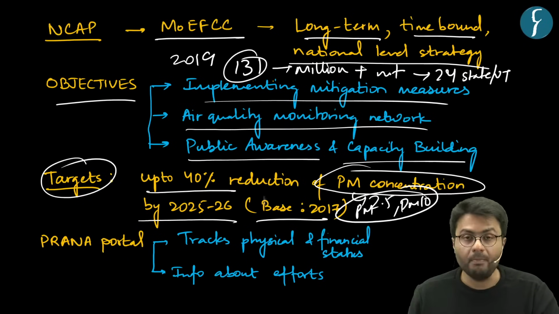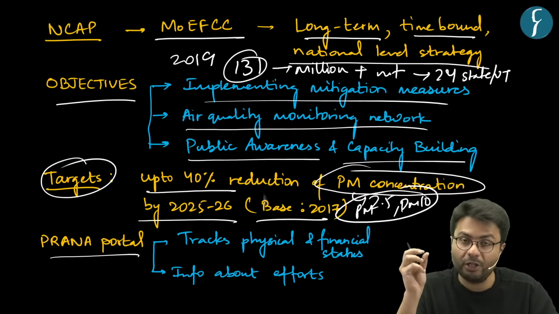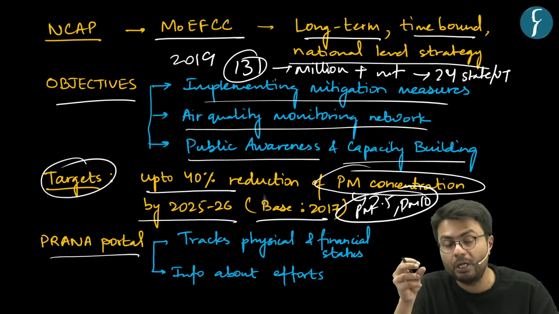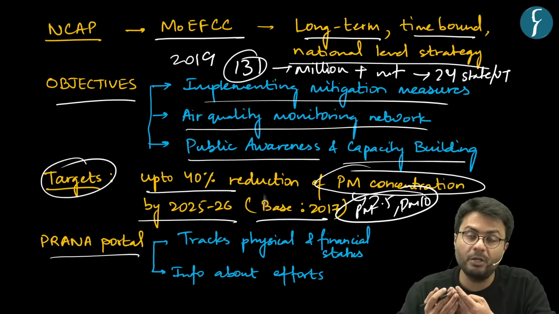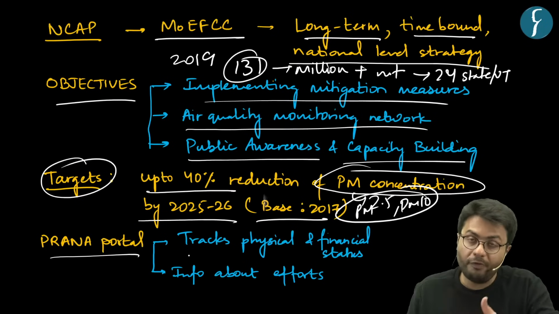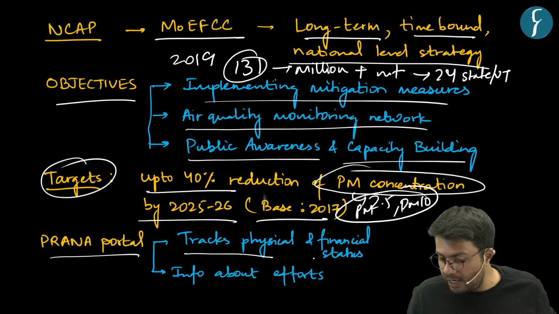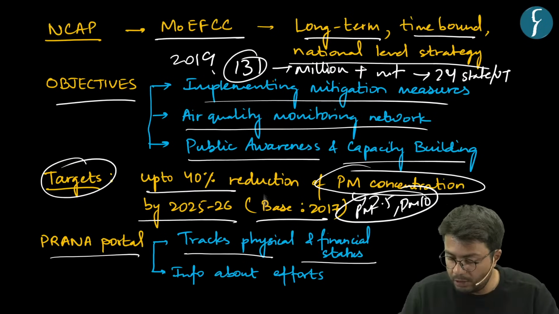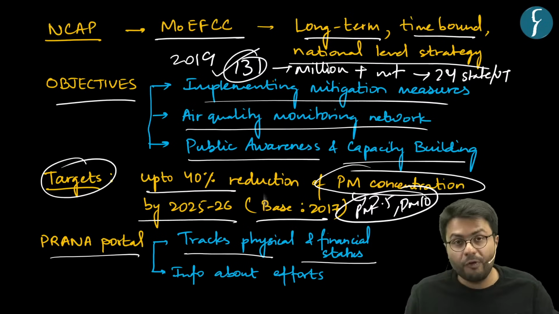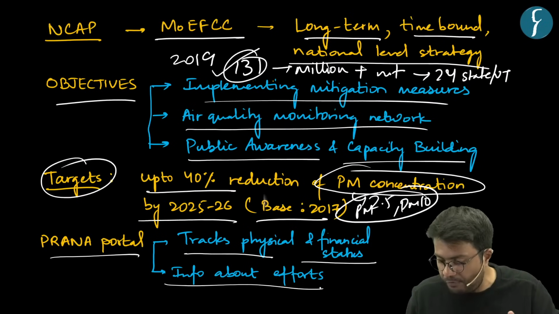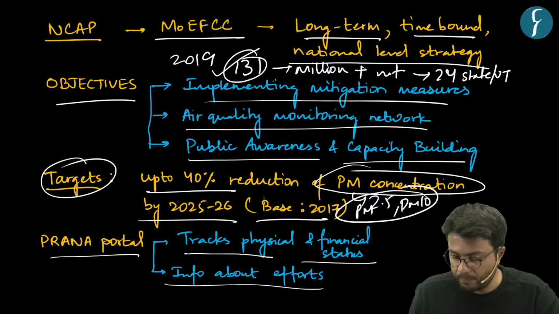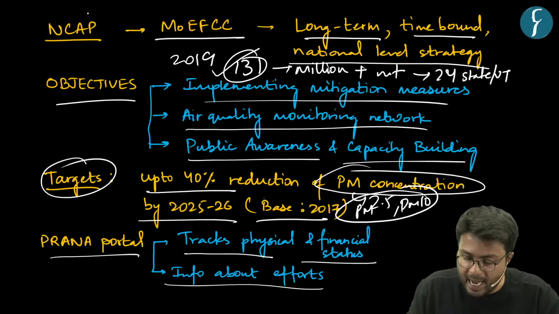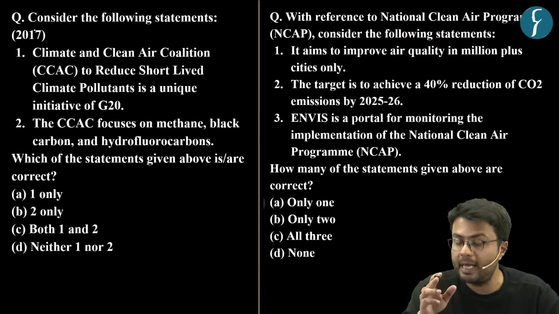Now, to implement this scheme, the government has also launched the PRANA portal, an abbreviation for Portal for Regulation of Air Pollution in Non-Attainment Cities. This portal will support the monitoring of air pollution, as it will help track the physical and financial status of cities, especially these 131 cities. Further, this portal also provides the public with information about efforts already taken to reduce air pollution. Hence, now that we know about the National Clean Air Program, let us solve the model MCQ.